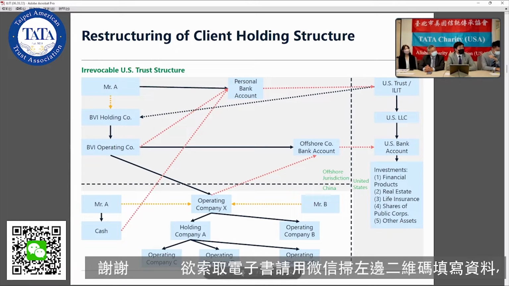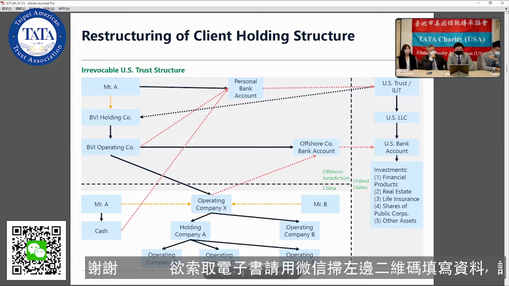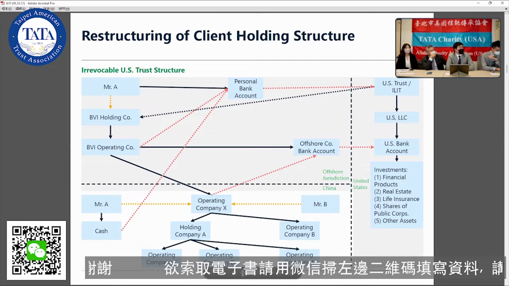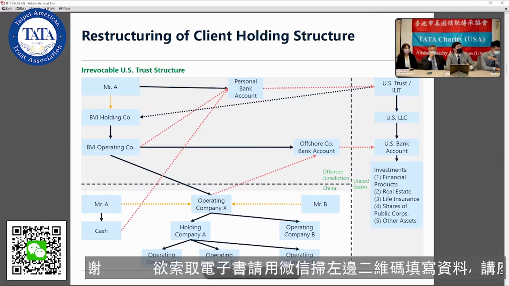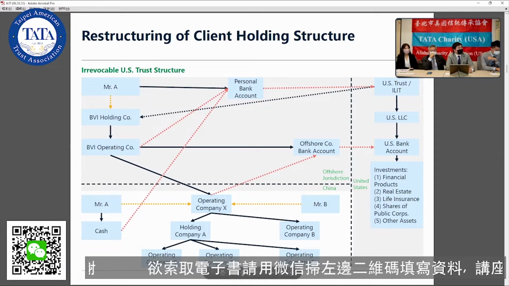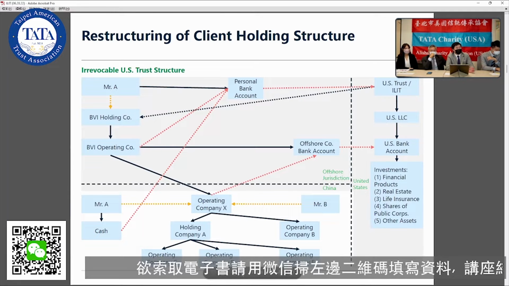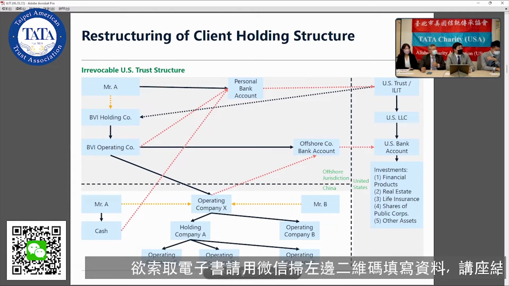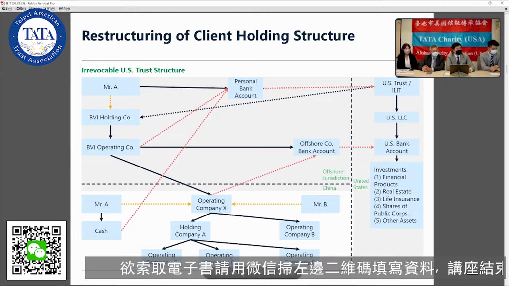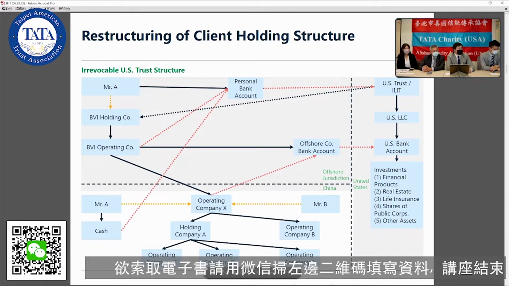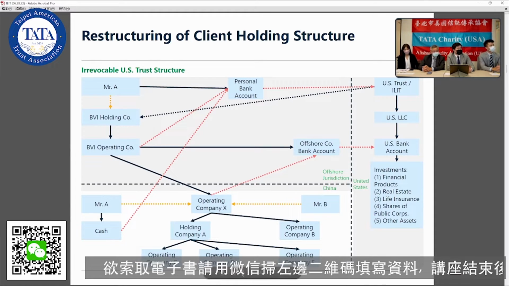Okay, so the next slide, I'm going to talk a little bit about the details of the client holding structure. In regards to what we provide to the clients, I think a big part of it is that the end goal is usually to move certain assets from China or some offshore jurisdiction to the US. And so this usually involves some sort of offshore structuring in regards to various holding companies.